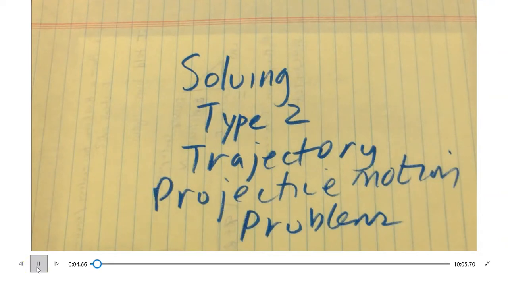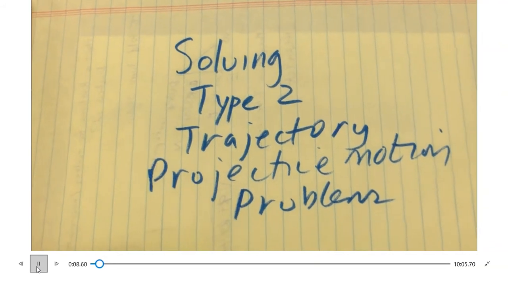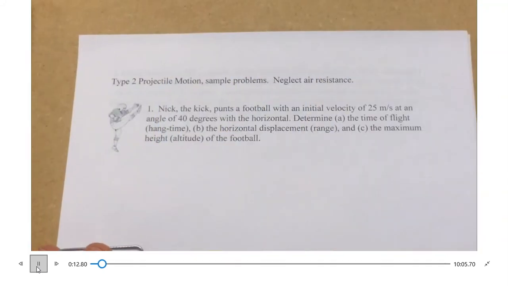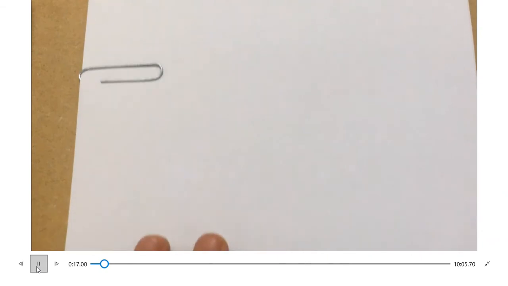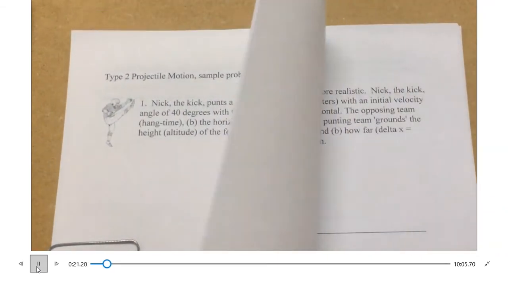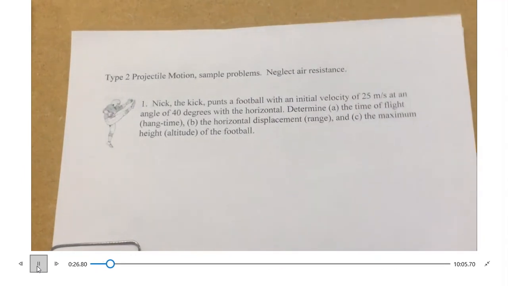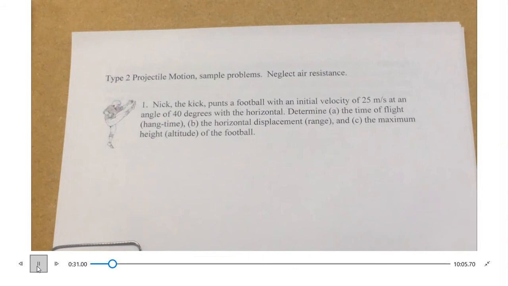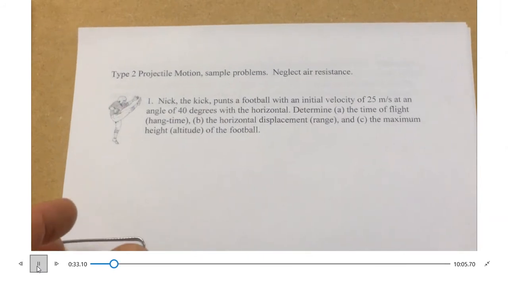Today we'd like to look at type 2 trajectories, projectile motion, and solving several problems. This would be on page 6 of the type 2 and 3 notes. I've got a couple pages of the notes that have type 2 problems. We'll do page 6 today, and then in another video I'll do type 3s. So go to page 6 from your new note packet.